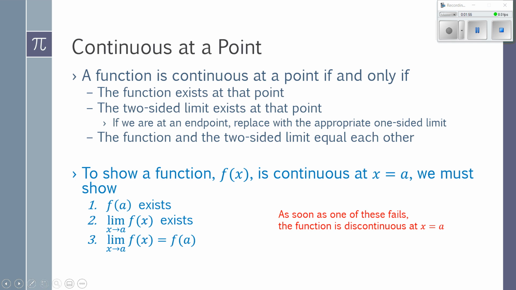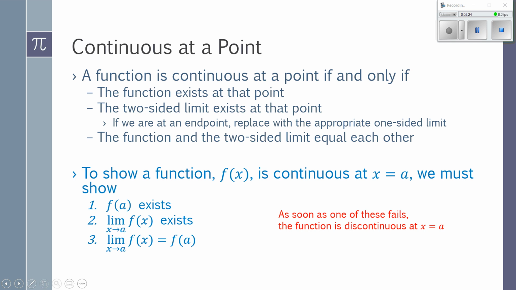And I'm going to be kind of loose with this part because if we're at an endpoint, two-sided limits never exist at an endpoint of a function because of domain restrictions. So if we're at the endpoint, instead of the two-sided limit, we're looking at the appropriate one-sided limit. If you're at the right endpoint, you're saying the left-hand limit exists. If you're at the left endpoint, you're saying the right-hand limit exists. And then the function value and the two-sided limit need to equal each other.